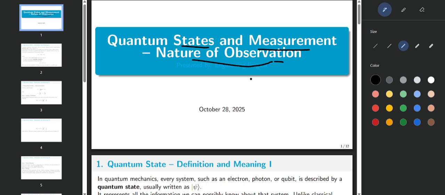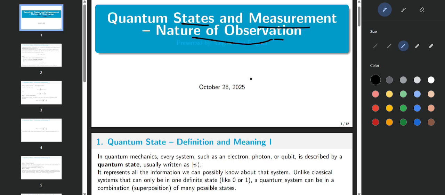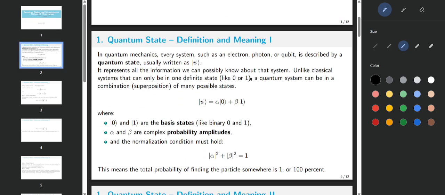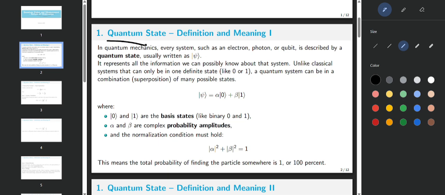Moving on to slide number 1, that is nothing but the quantum state. In classical physics, things are very clear. A light bulb is either on or off. A coin shows heads or tails. It will be a fixed output, either bulb on or off, either heads or tails. But in quantum, things are very different.